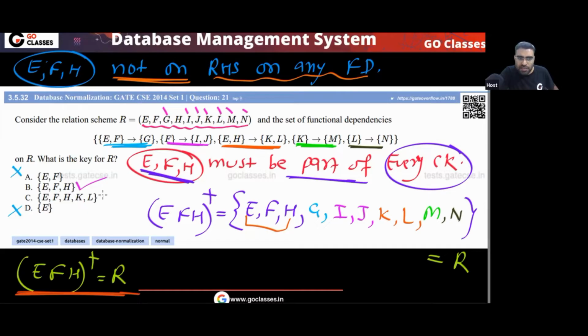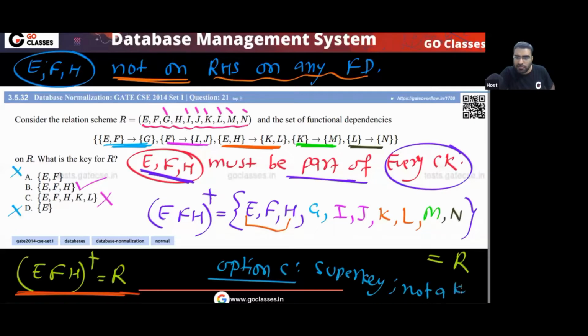And this option C, this is not a candidate key. This is a super key. Yes or no? Okay, option C, that is a super key. If you look at option C, that is a super key, not a key.